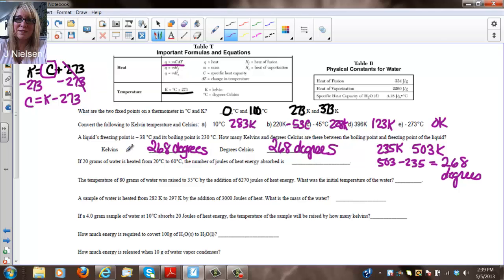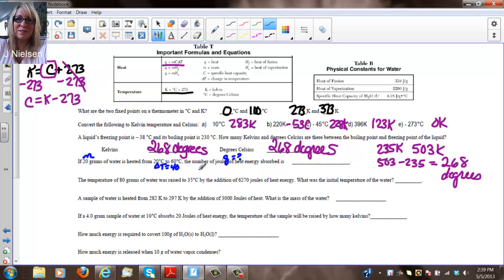The hardest part about these problems is knowing how to manipulate the equation to solve for an unknown variable. So as we go through these, I'm going to mark what I've got. 20 grams, that sounds like a mass to me. So there's my mass. 20 to 60 degrees Celsius is a change in temp. So I've got a delta T equal to 40. The number of joules of heat energy absorbed. Well, remember up here, heat is Q. So Q is a question mark. We don't know what that is.